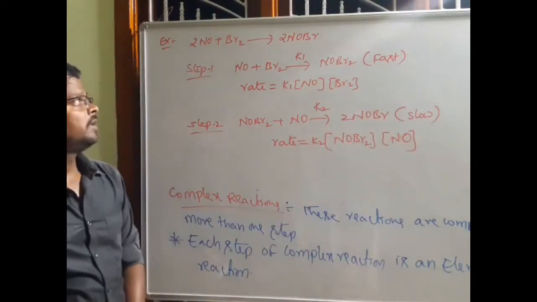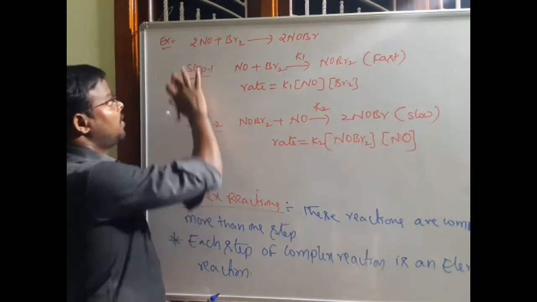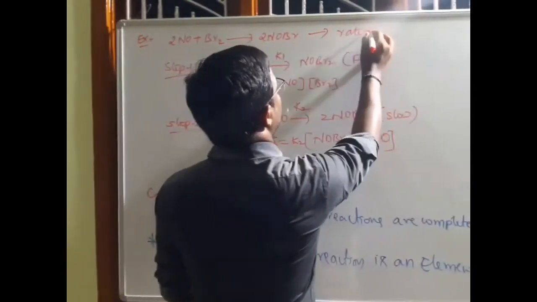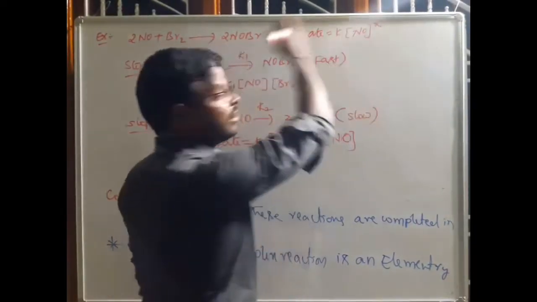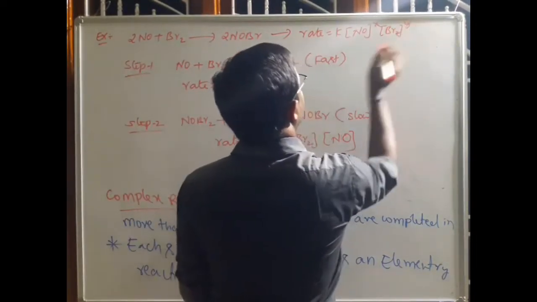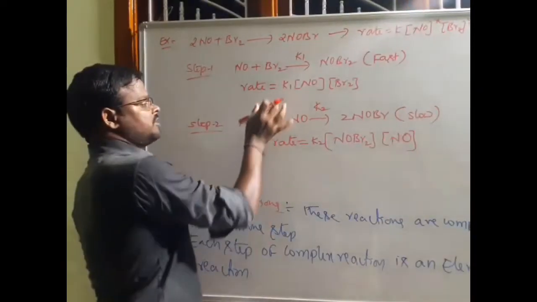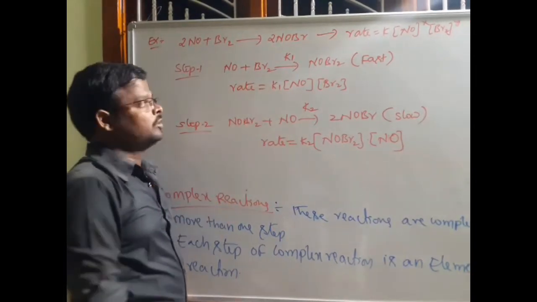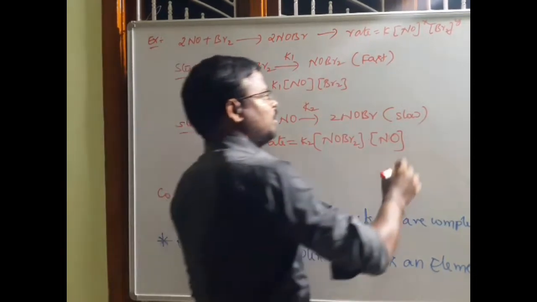So here, if you observe, the overall rate equation for this is rate equals K into concentration of NO power x and Br2 power y, where x is not equal to 2. This is the overall rate equation for the complex reaction. For each step, which is treated as an elementary reaction, the rate equation becomes like this.